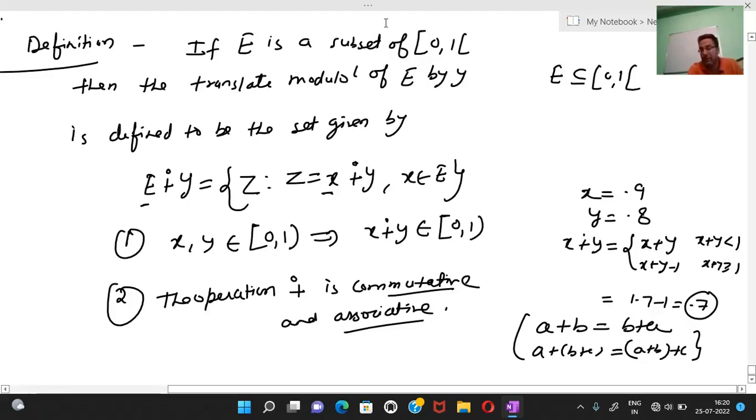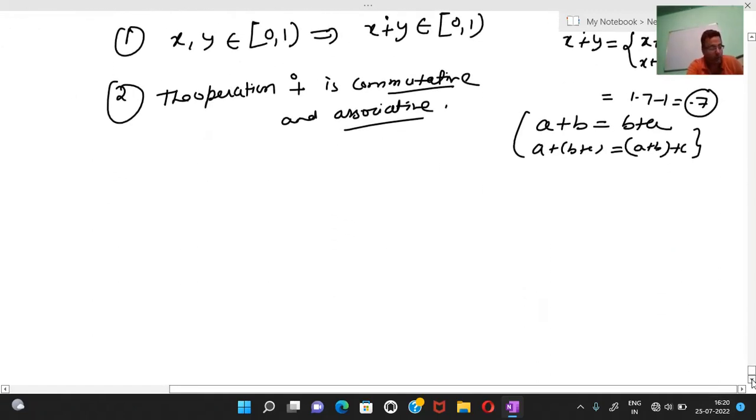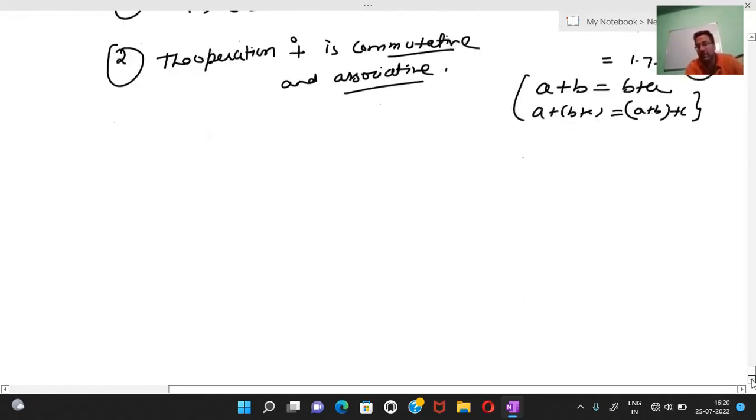Okay, now we start a theorem, a very important theorem of non-measurable sets, which is very important for your examination purposes also. So let's start that theorem.